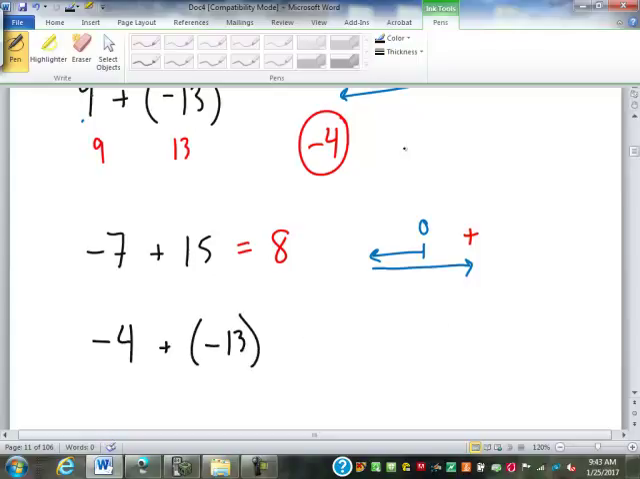So here we've got negative 4 plus negative 13. Here's 0. Negative 4 goes that way. Negative 13, same direction or opposite? Same. Since it goes the same direction, we really don't care if it's longer or shorter. They go the same direction. So this is telling us that our answer must be negative. We're definitely on the negative side of 0. And what do we do to the two values? Do we subtract them or do we add them? We're going to add them. 4 and 13 make 17. So it's a negative 17.